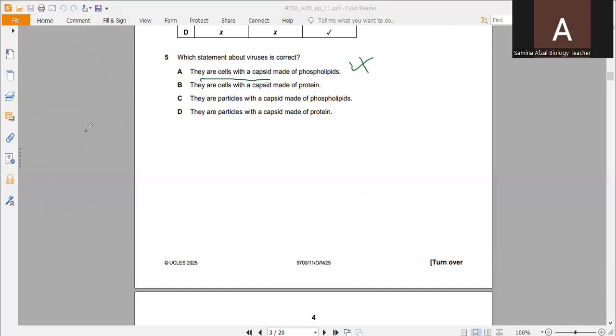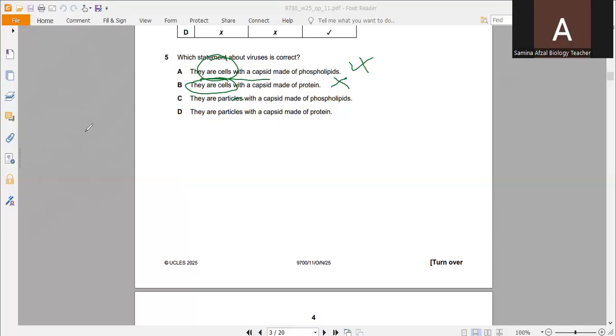They are not cells. Viruses are not cells, so they are non-cellular. They are particles with a capsid made of protein. The capsid is a protective outer shell of the virus and it is made up of protein subunits called capsomers. Again, they are not cells, so again, this is not the correct option.